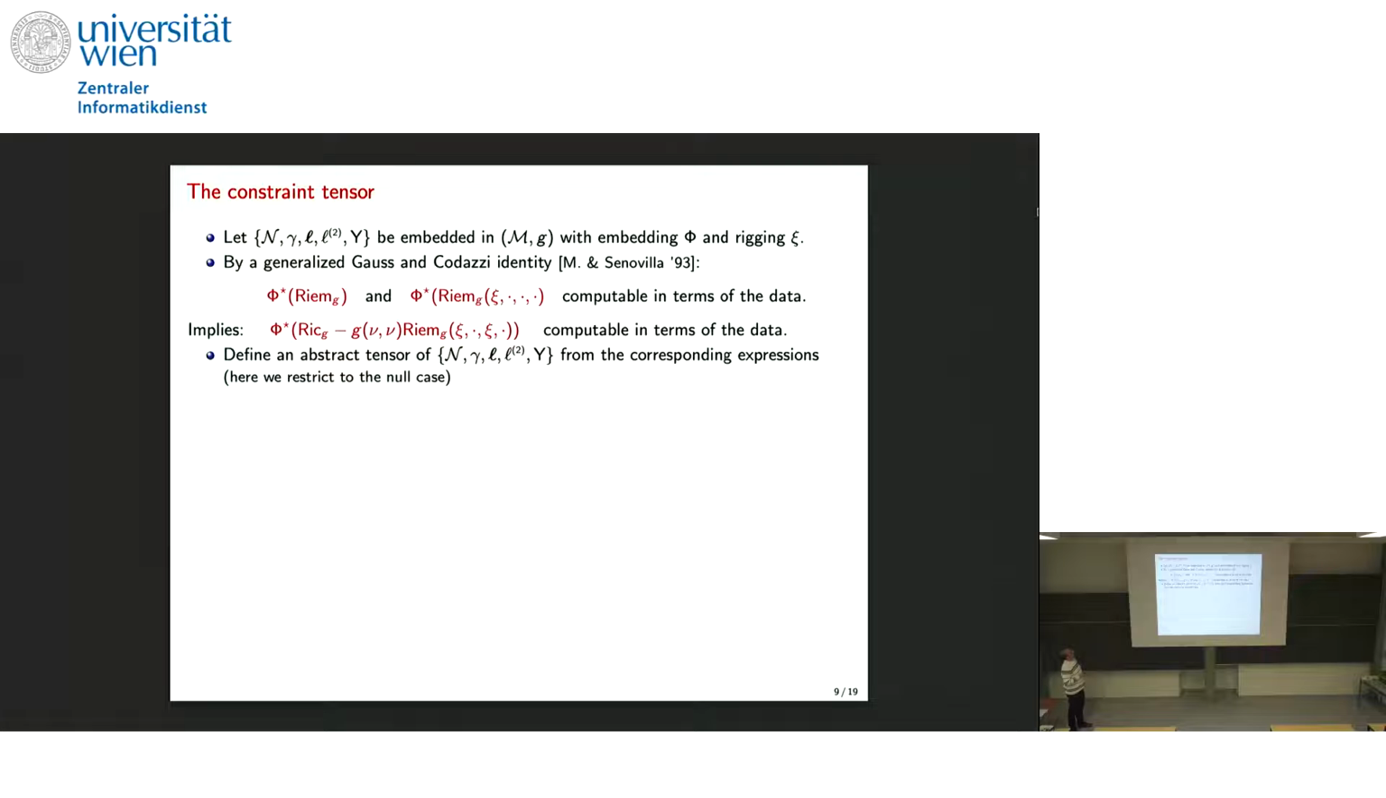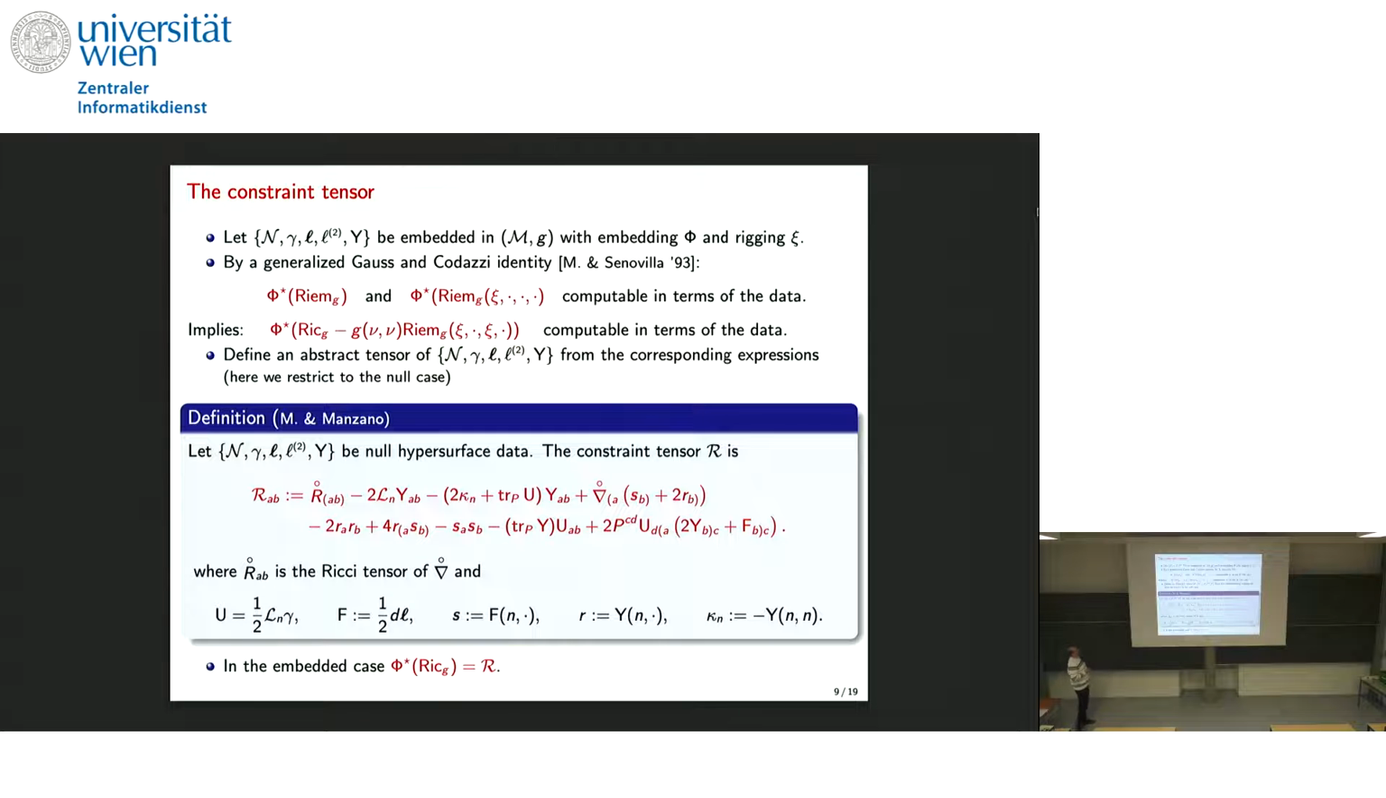So let me now introduce the constraint tensor. It turns out that if you give me embedded hypersurface data, it's just a generalization of the standard Gauss-Codazzi identities: you can compute the fully tangential components of the Riemann tensor, and the once-transverse and the rest tangential components of the Riemann tensor, in terms of the data. This is just the standard Gauss-Codazzi identities. In this case, slightly generalized because the hypersurface is of any causal character, but nevertheless this is still true.